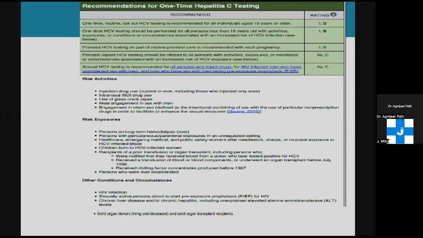There are also other conditions where HCV testing is indicated, like patients with HIV infections, sexually active persons who are about to start pre-exposure prophylaxis for HIV, chronic liver disease patients or chronic hepatitis patients, including unexplained elevated ALT levels, as well as solid organ donor and solid organ recipient patients. Also, annual HCV testing is recommended for all persons who inject drugs, IV drug users, HIV infected MSM group, and also persons who are about to start pre-exposure prophylaxis for HIV.